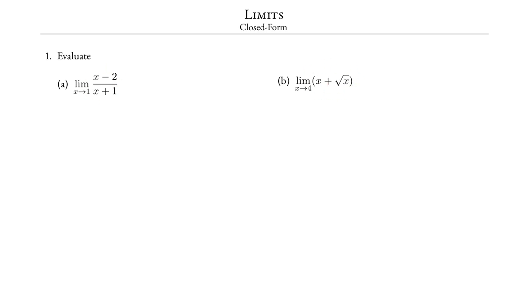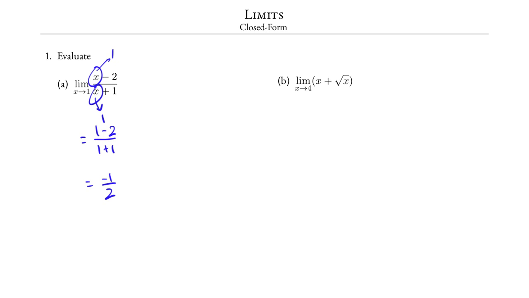For part A, as x goes to 1, the term x goes to 1. And so what we have is 1 minus 2 over 1 plus 1, which is negative 1 over 2, which is the answer.